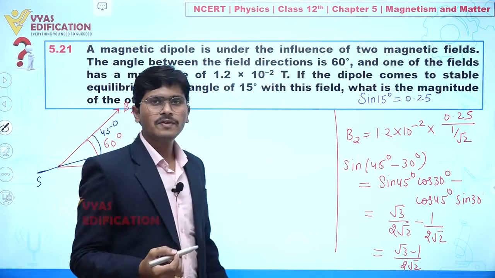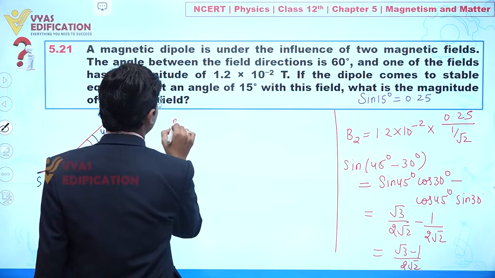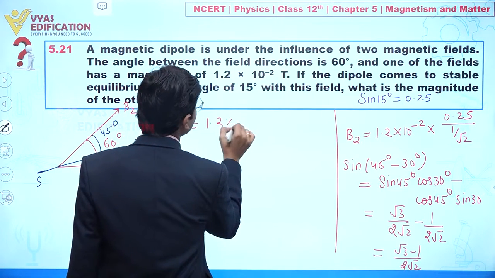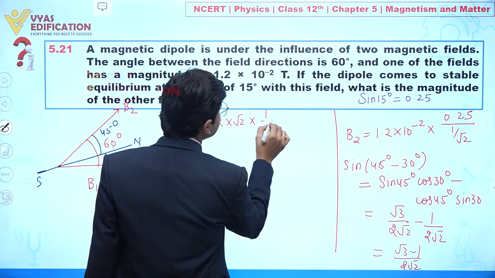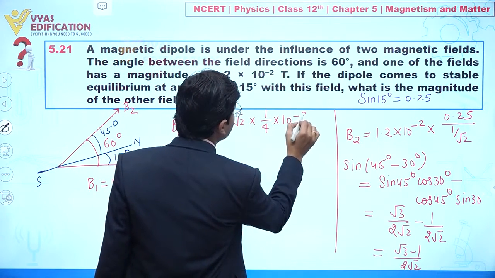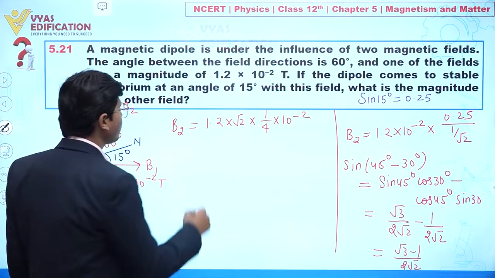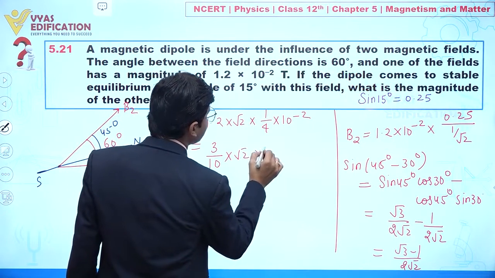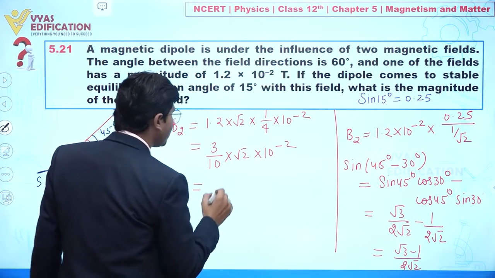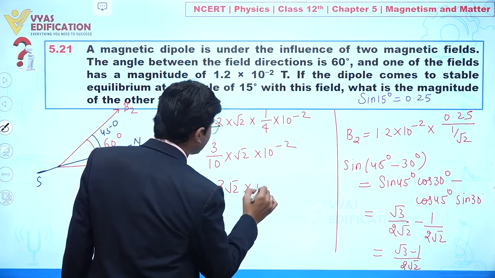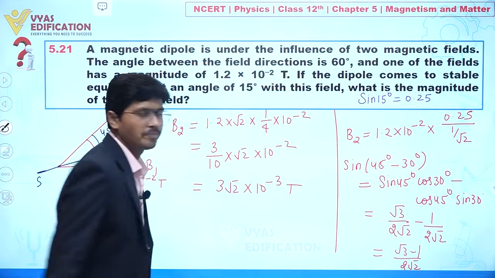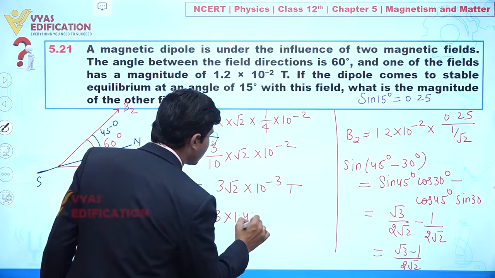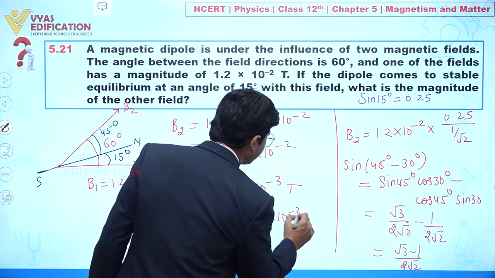Yes. Now we can say here the value of B2. The value of B2 is given by 1.2 into under root 2 into 1 by 4 into 10 to the power minus 2. Clear? So from here we can write this as 3 divided by 10 into under root 2 into 10 to the power minus 2. From here you can say this is 3 root 2 multiplied by 10 to the power minus 3 Tesla. Clear? So from here we can say 3 multiplied by 1.414 into 10 to the power minus 3 Tesla.